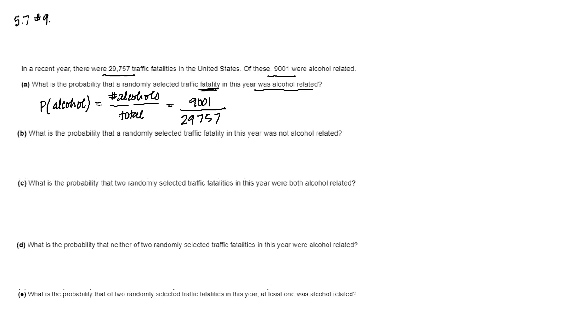Second thing we get to use is the complement rule. What's the probability that one event was not alcohol related? The notation we would use is the probability that alcohol was not involved, the little c for a complement, is 1 minus the probability that alcohol was involved, because it either was or it was not. You could count up the number of accidents that were not alcohol related. That would be 29,757 minus 9,001. Or you could simply do 1 minus 9,001 over 29,757.